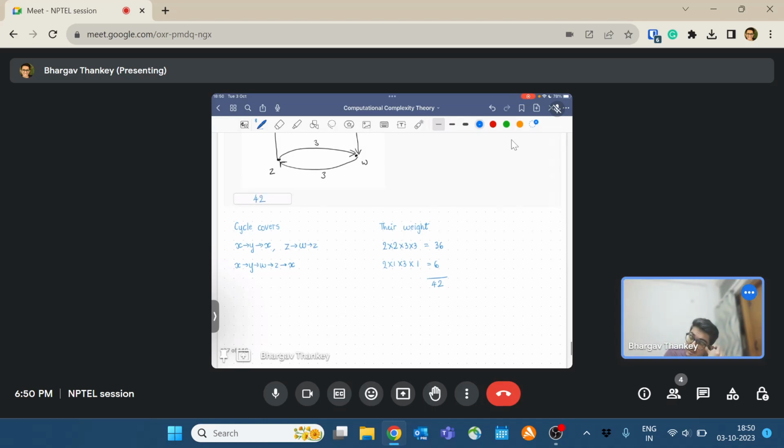Is this fine? Okay, let me connect the charger.